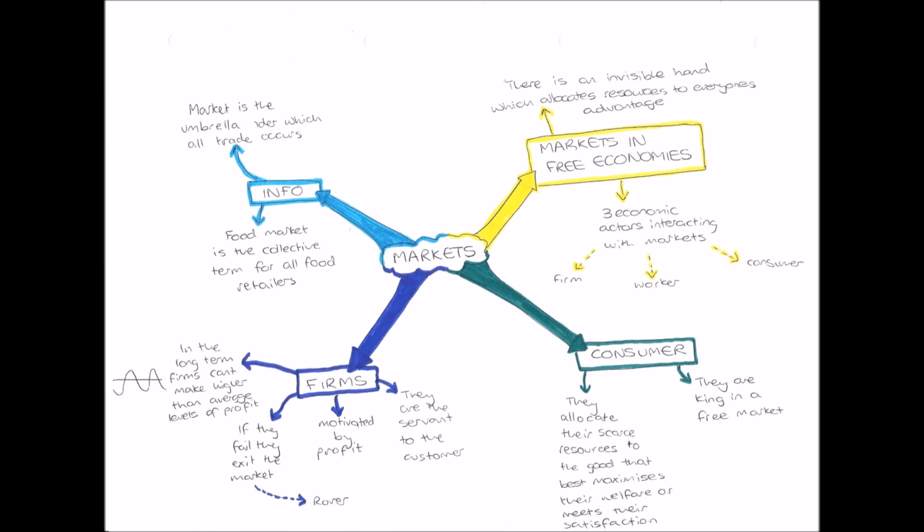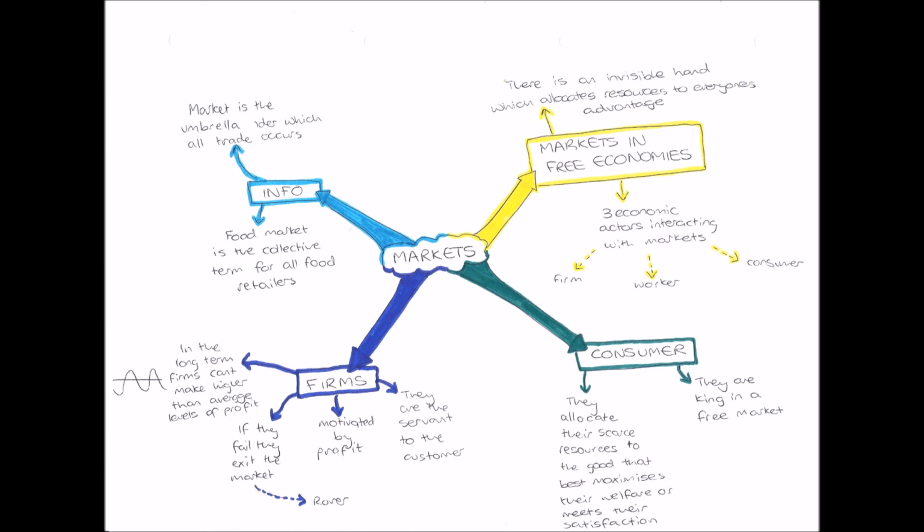A market is the umbrella under which all trade occurs. It is where the trading of that substance will occur, and it's where demand of that substance will be and supply of that substance will be. And you have all different markets. I've used the example of the food market. You also have the oil market, the car market, loads of different types of markets for almost every single good and service.